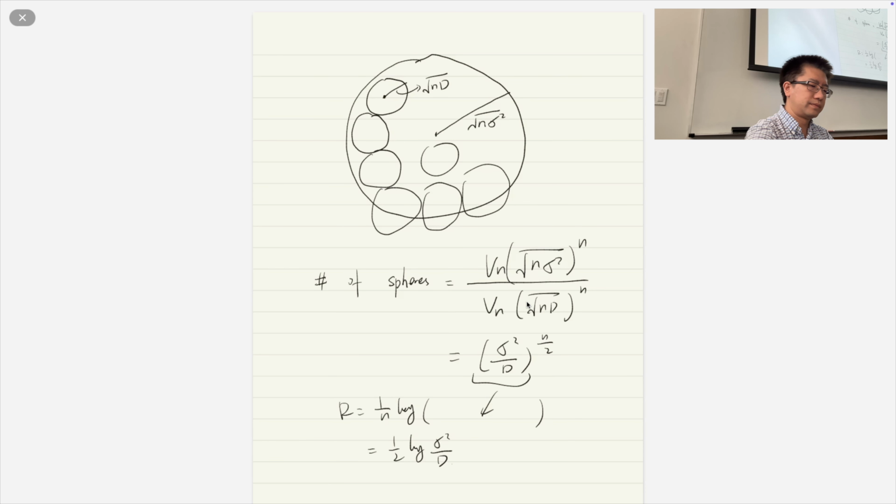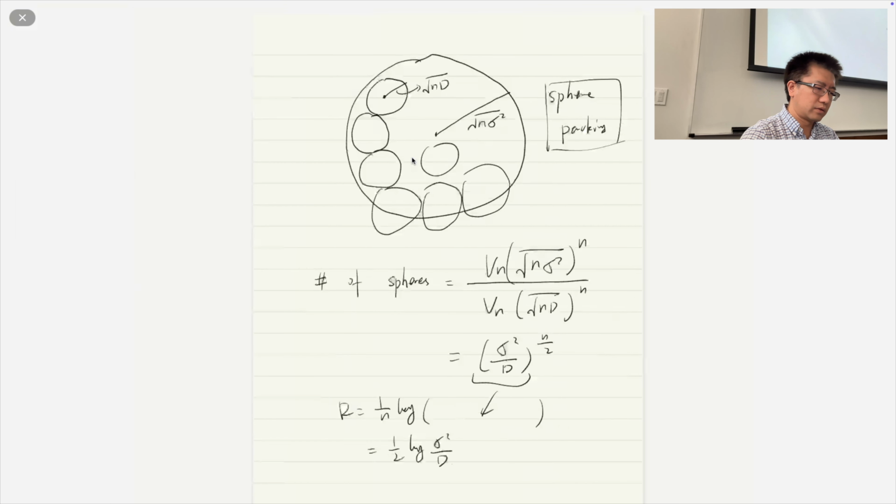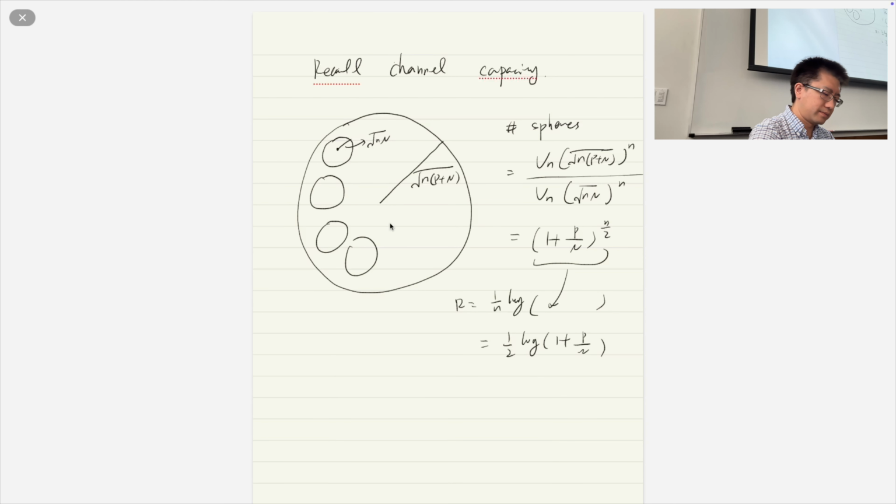This is called sphere covering. So if you think about these two steps, one is sphere packing, and the other one, for the source, is called sphere covering.